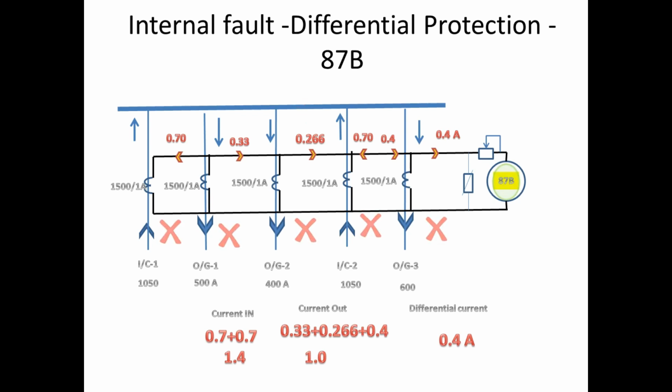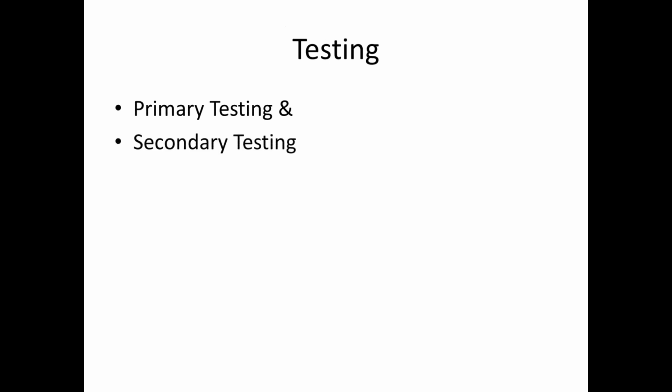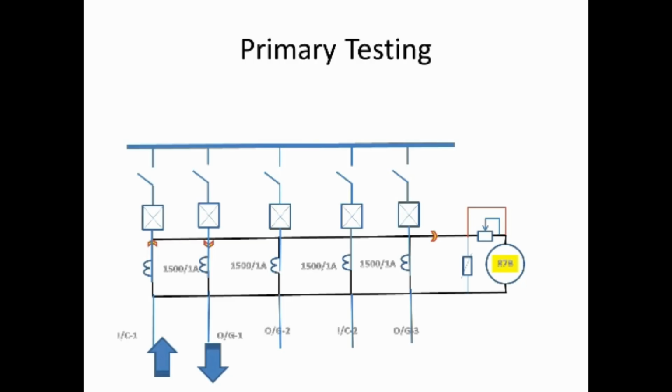Now we go for testing of the bus bar. There are two testings, one is primary and another one is secondary testing. First we see primary testing. For primary testing, normally we go for each phase individually, just like R to R phase, and we change the setup to Y to Y phase and then to B to B phase for each individual feeder.